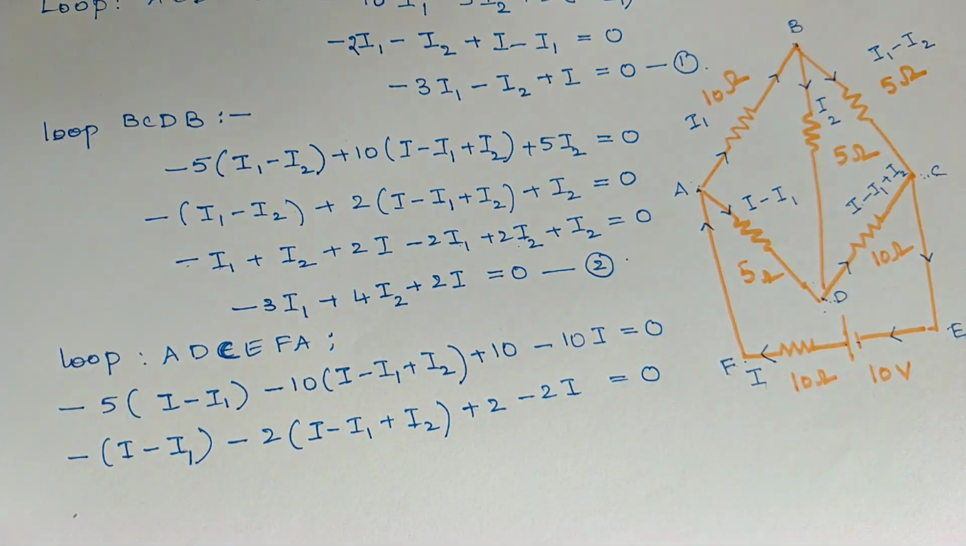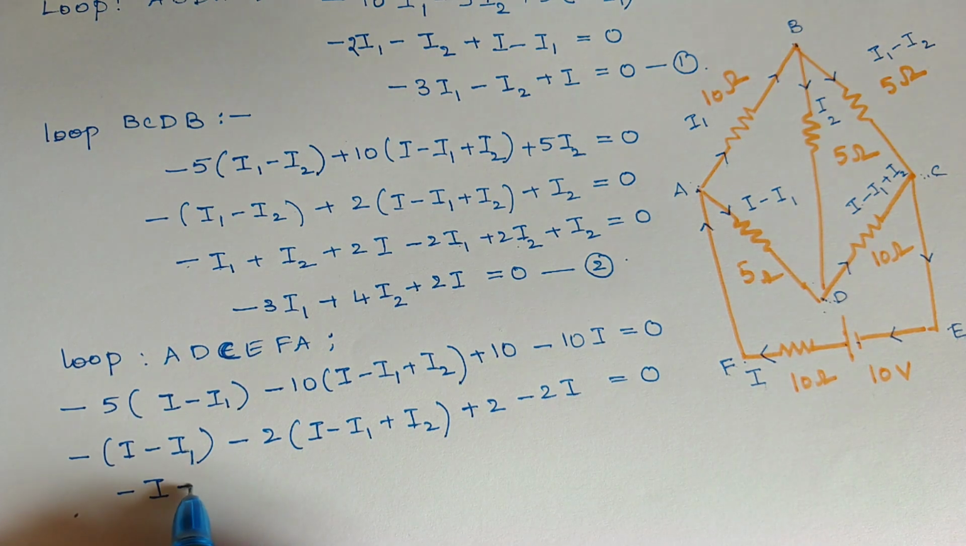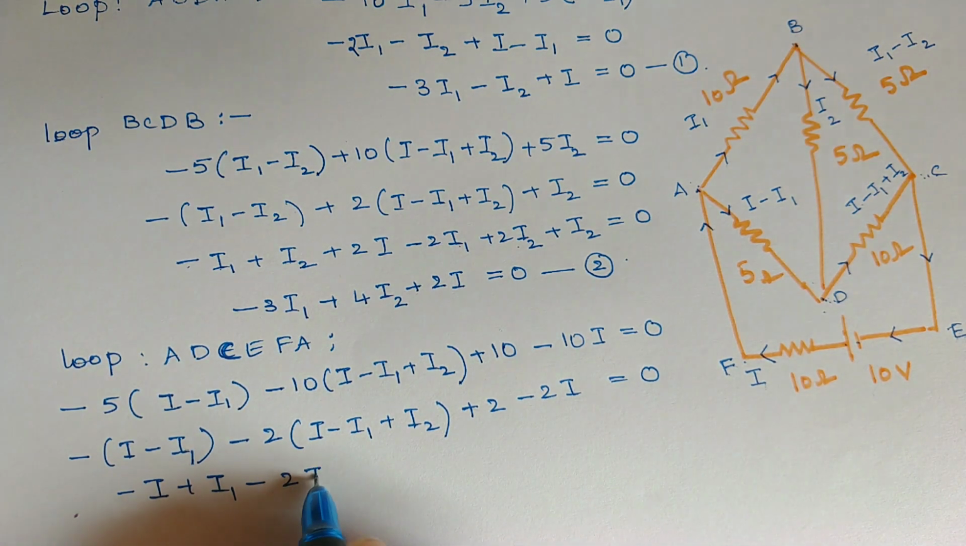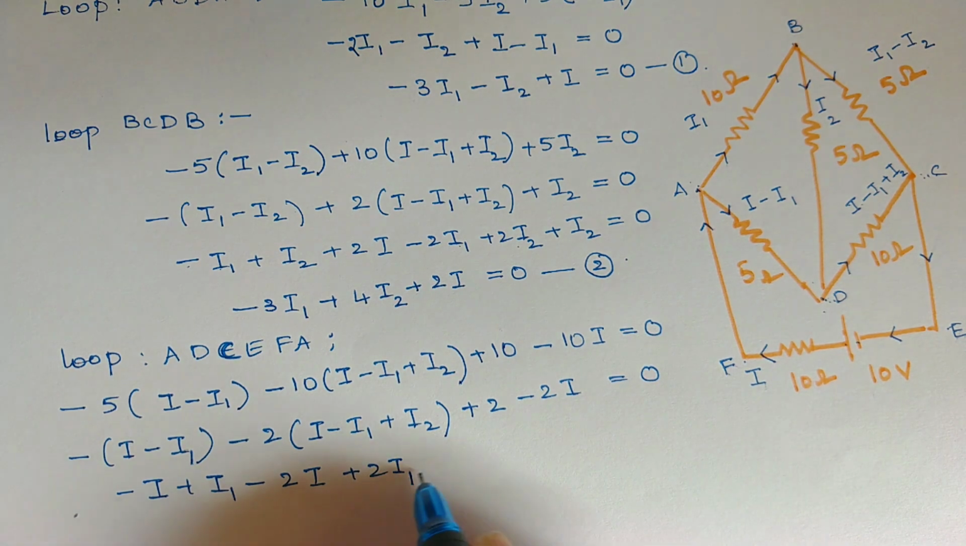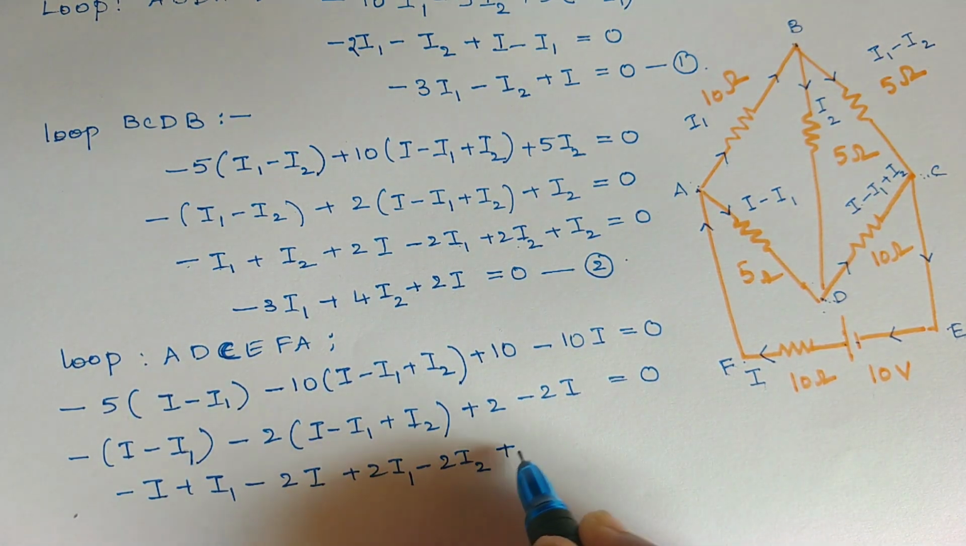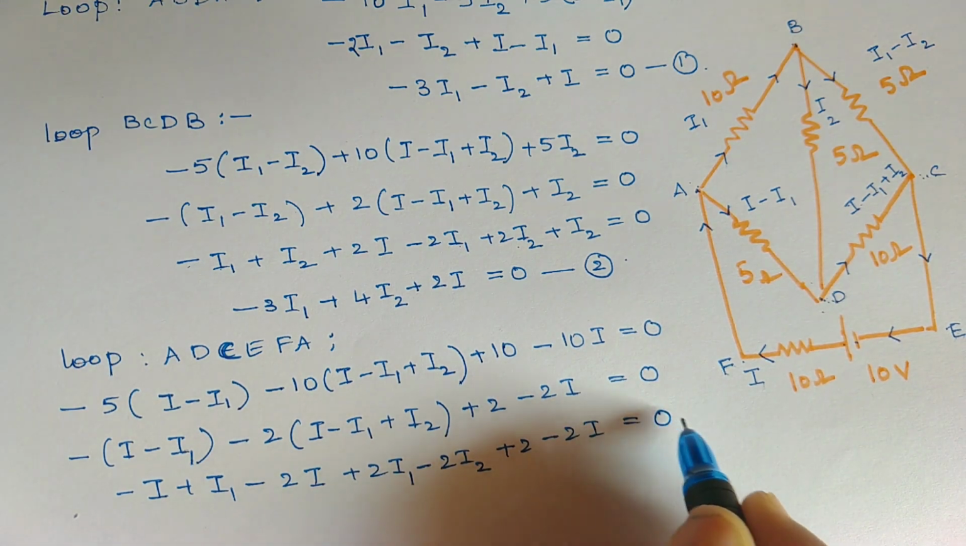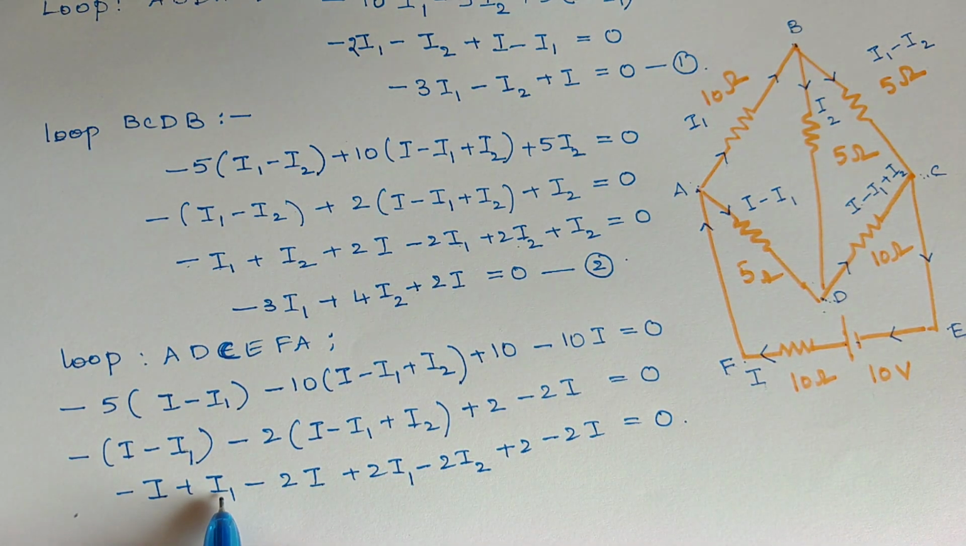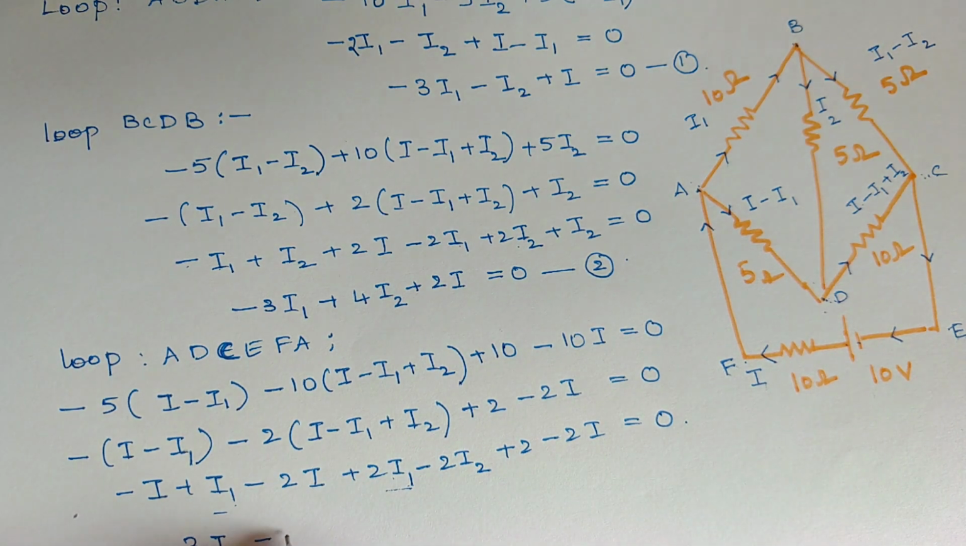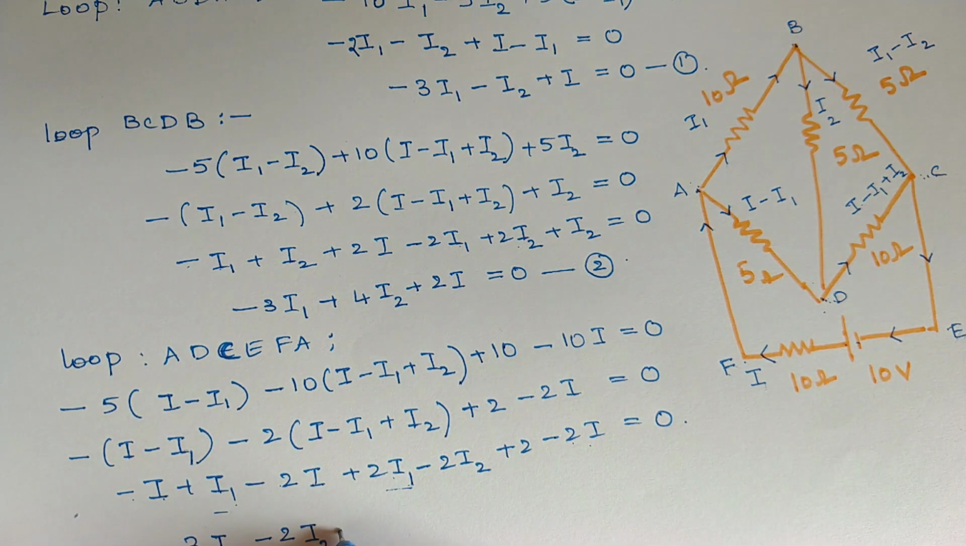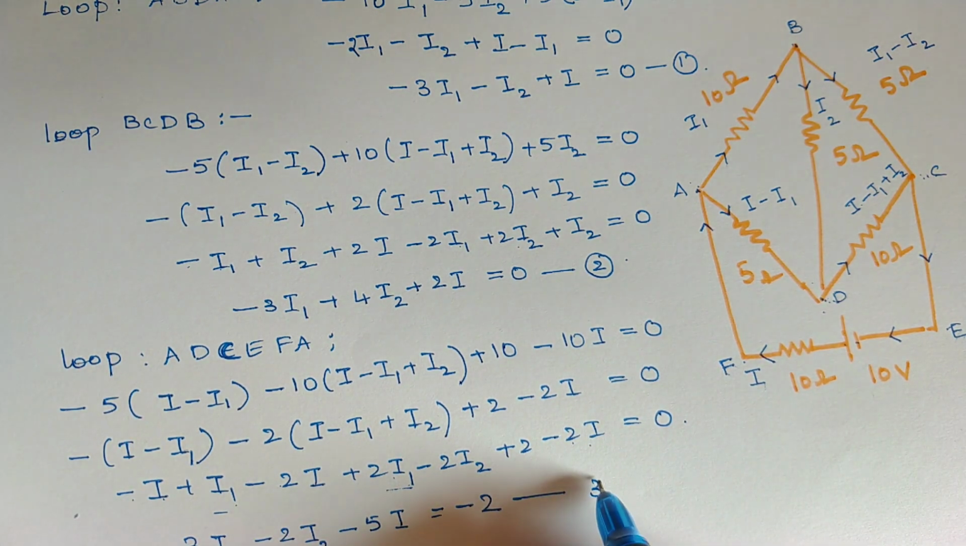Okay, simplify this relation. Minus I plus I1 minus 2I plus 2I1 minus 2I2 plus 2 minus 2I should be 0. Now first collect all I1s, I1 and 2I1. These two put together we get 3I1. Now for I2, only one I2 is present, that is minus 2I2. Then for I's, minus I, minus 2I, minus 2I, that is minus 5I should be minus 2. Call this as equation 3.